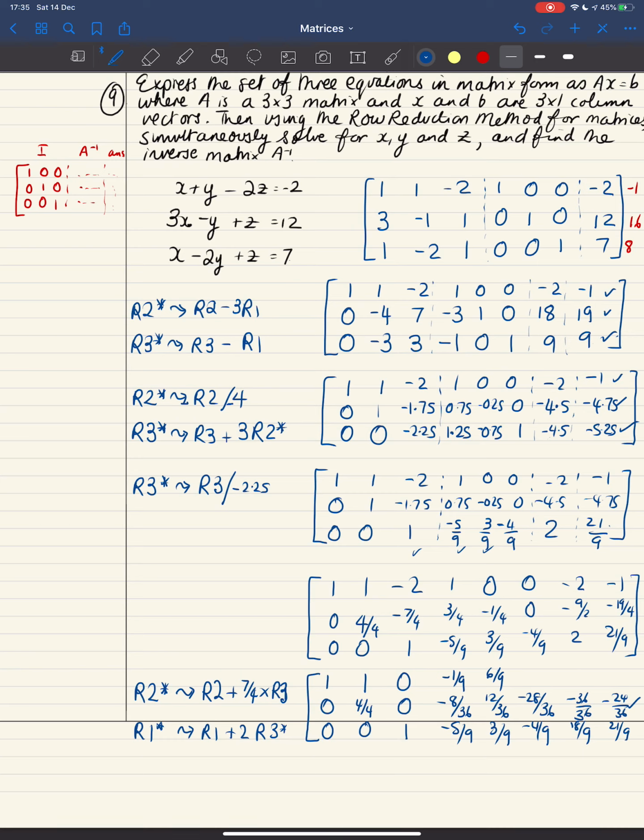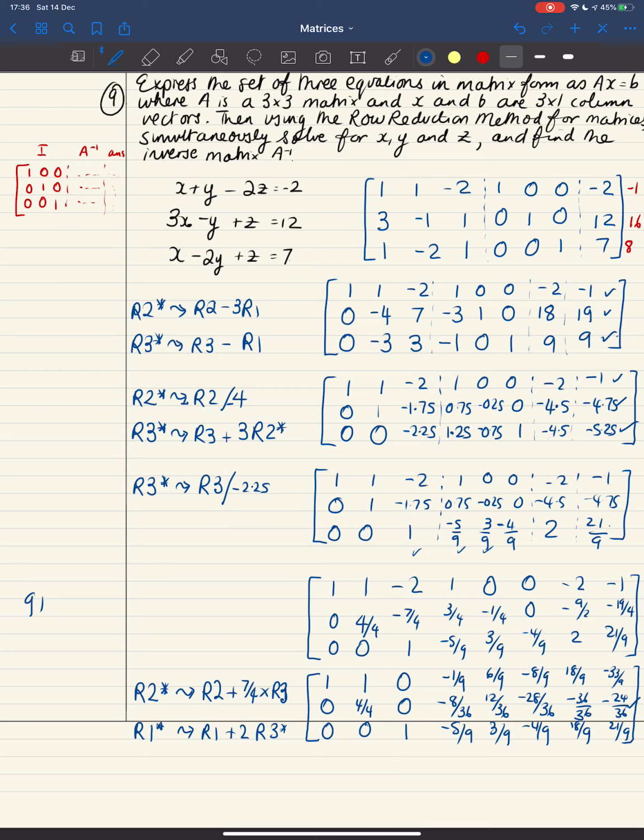0 minus 8 ninths. Minus 2 plus 36 ninths is minus 18 ninths plus 36 ninths, so it's 18 over 9. And this last one is minus 1 plus 42 over 9. That's minus 9 over 9 plus 42 over 9, which is 33 over 9. Do they add up to minus 33?